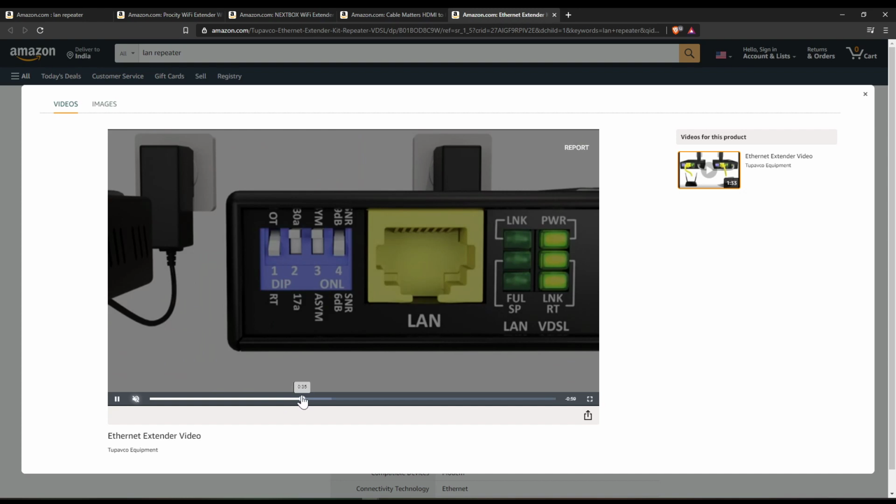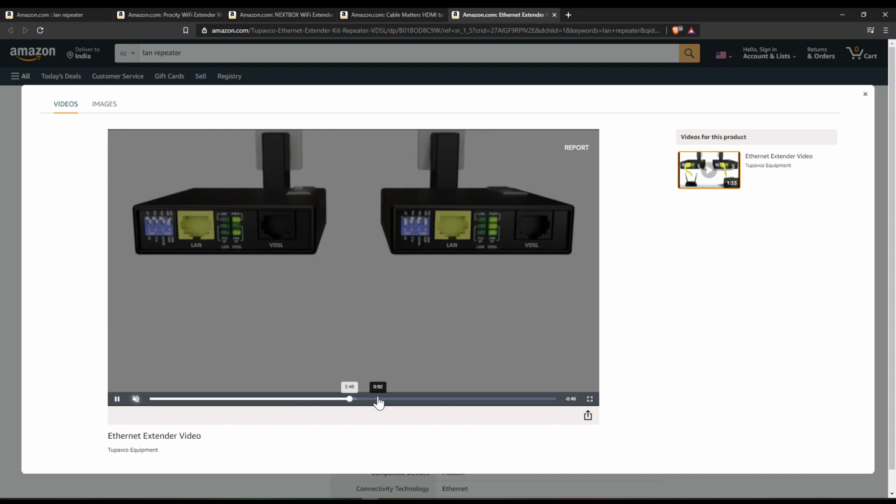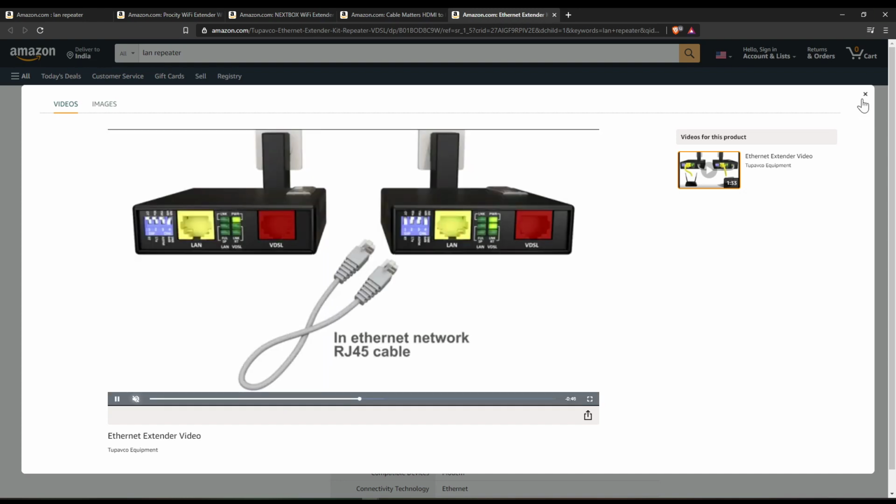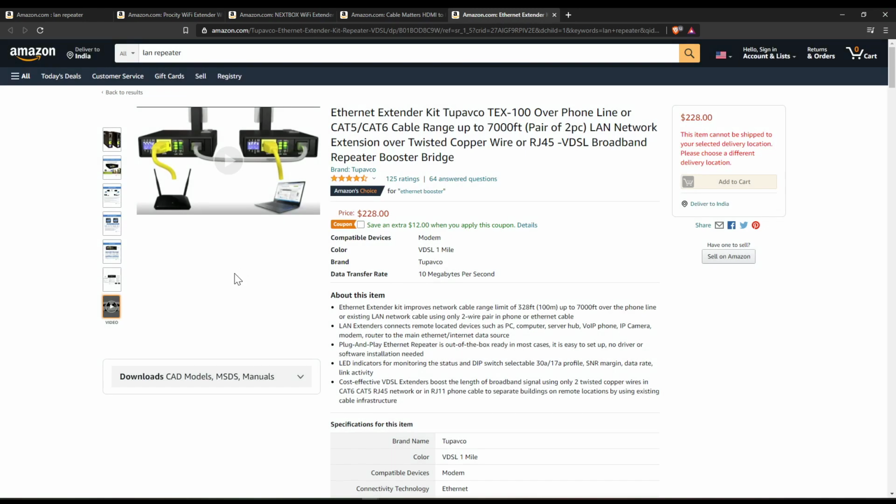What are those numbers below? That is the geographic cable.